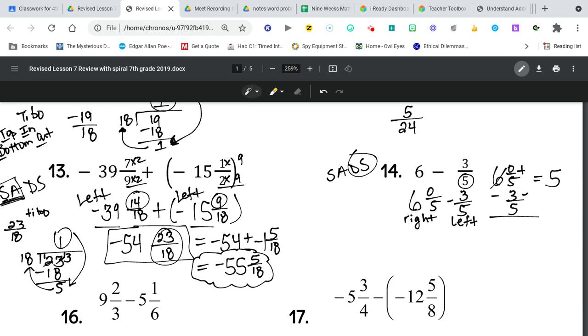I'm going to add a whole. The denominator of your fraction is in terms of fifths. You can see that by looking at your denominator. So the whole would be 5 over 5. So 0 fifths plus 5 fifths is just 5 fifths. And bring over your minus 3 fifths, guys. Let me get rid of that.